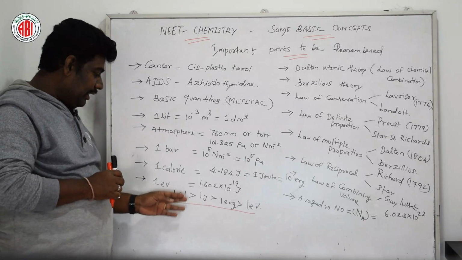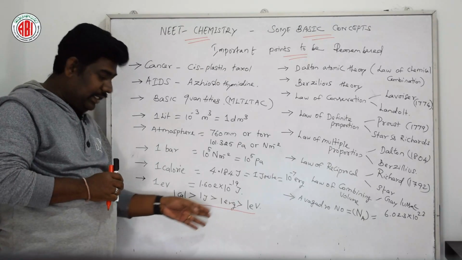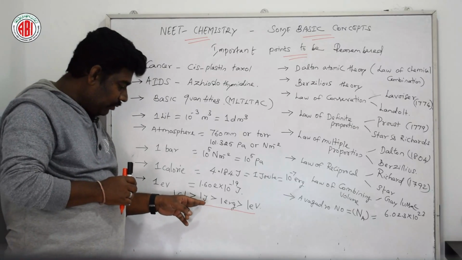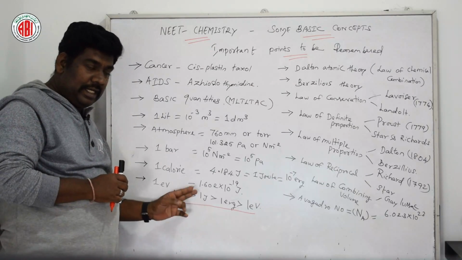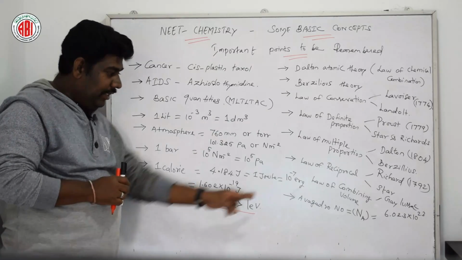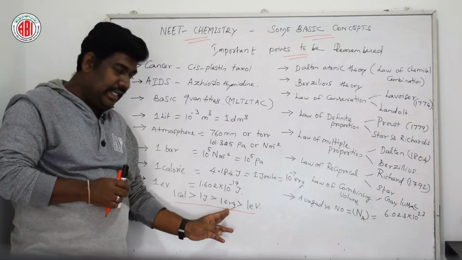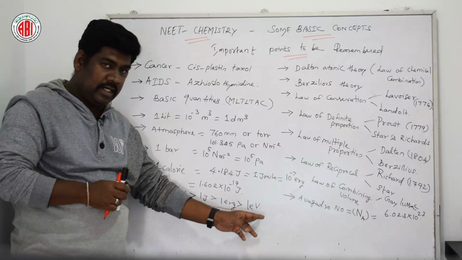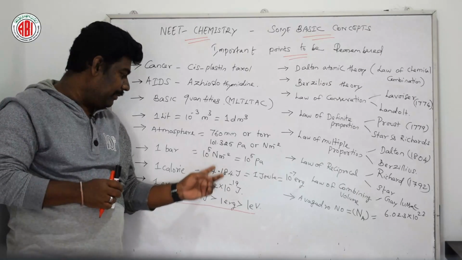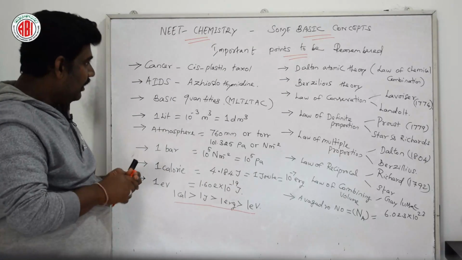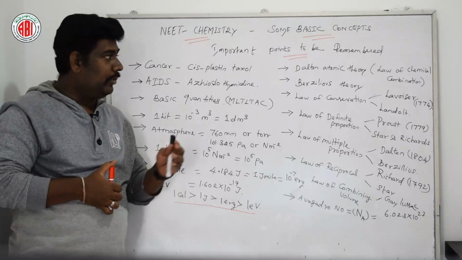Now here you can see this is representing the values which are greater or lesser than each other. Let us see one by one: 1 calorie is greater than 1 joule, and 1 joule is greater than 1 erg. Erg value we know, 10 to the power of minus 7 joule for 1 erg, and 1 erg is greater than 1 electron volt. 1 electron volt is 1.602 into 10 to the power of minus 19 joule. So these all are very important points to be remembered in unit 1.